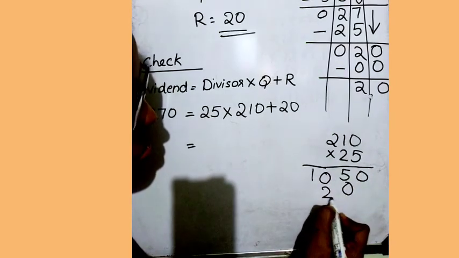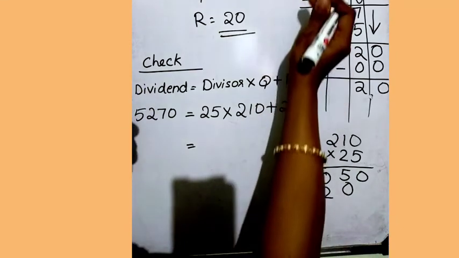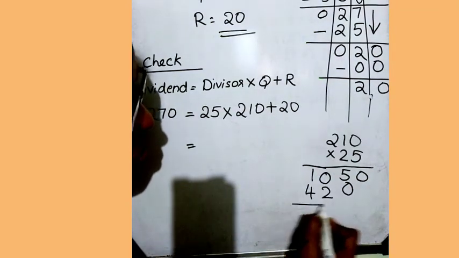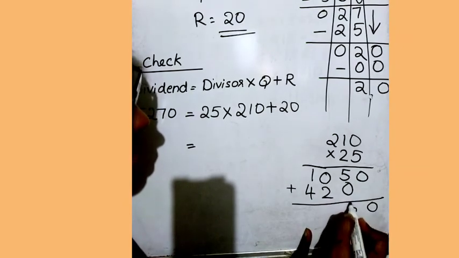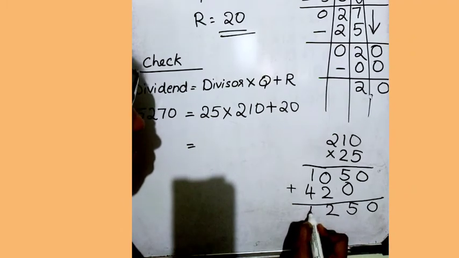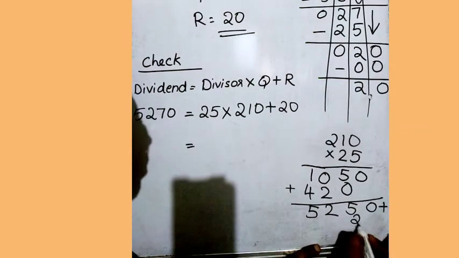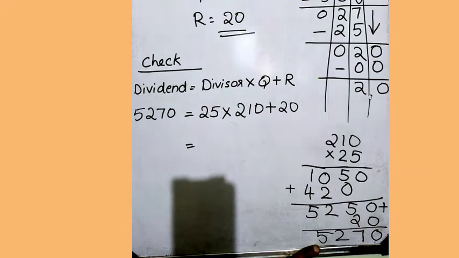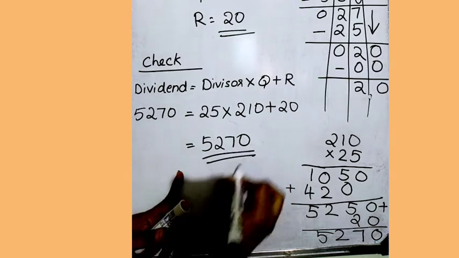1, 2 is 2. Multiplication goes from right to left and division goes from left to right. 1, 2 is 2. 2, 2s are 4. Then adding all this, 0, 5, 2, 5, plus remainder 20. 0, 7, 2, 5. 5270. So our answer is correct.